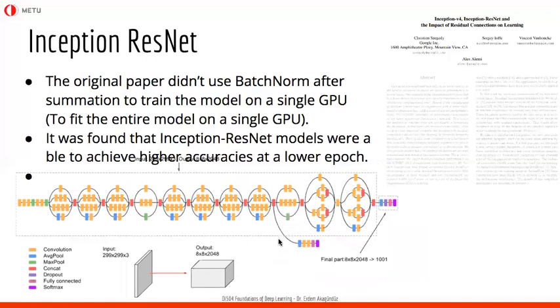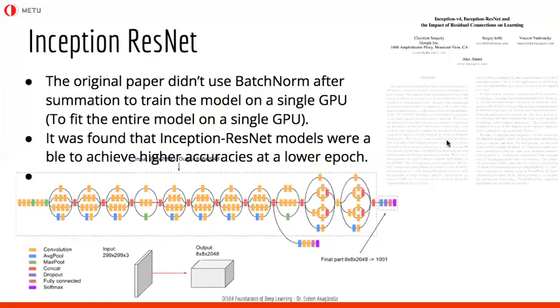And this is how it looks, guys. So this is the Inception-ResNet. Inception residual block, Inception residual block, Inception residual block, and in the end you have this.